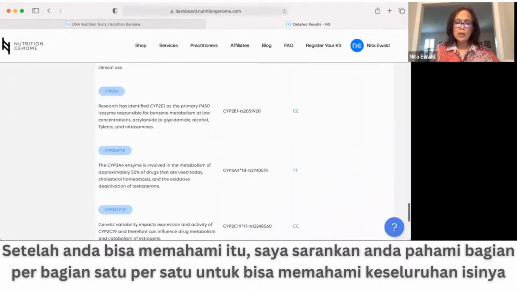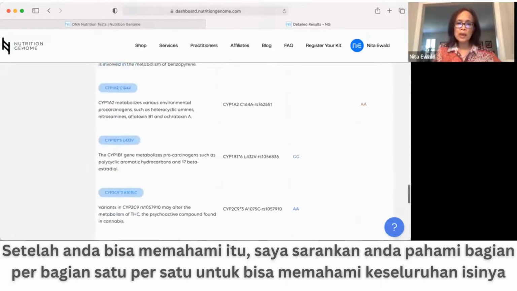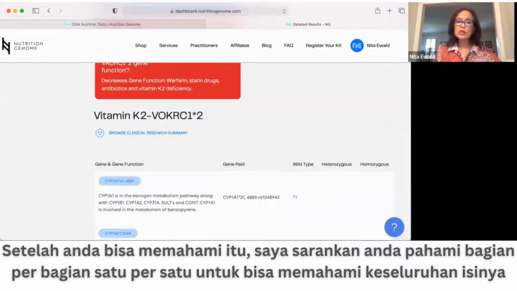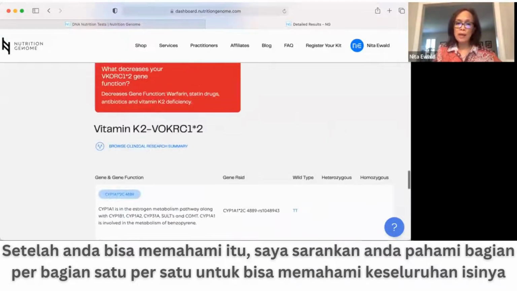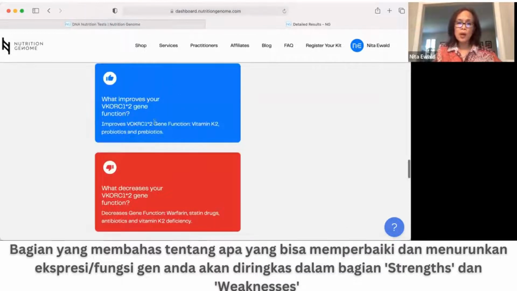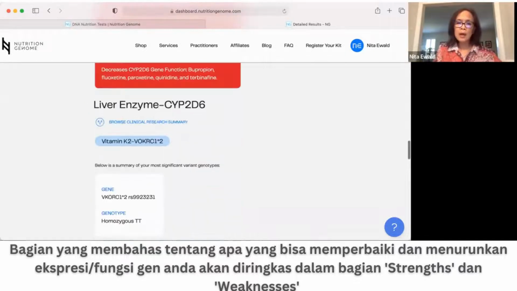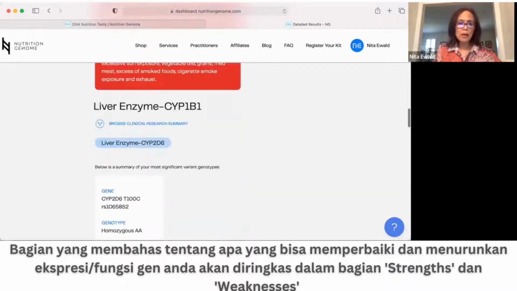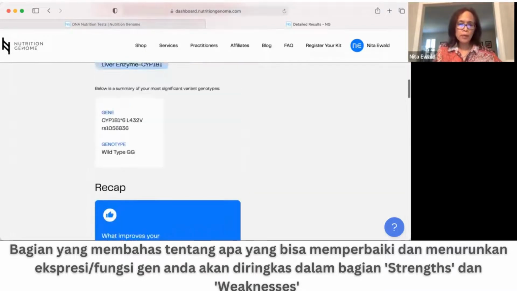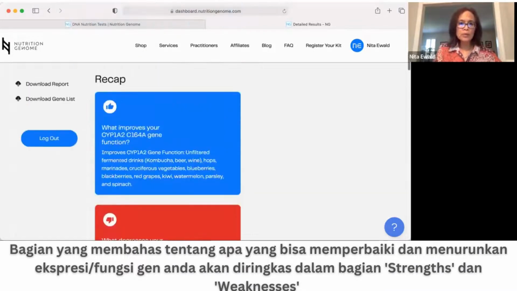So once you understand that, I highly recommend you really go from one section to another to understand that. And this part, what can improve and what can decrease the function of the gene, will be summarized in the other part of the report here that we're going to.